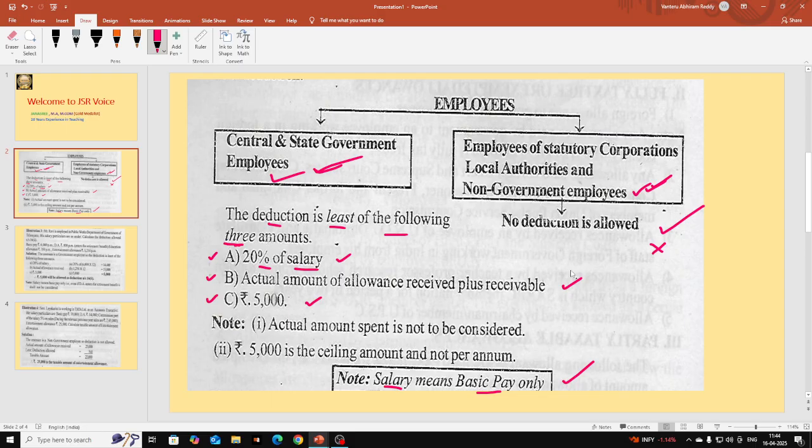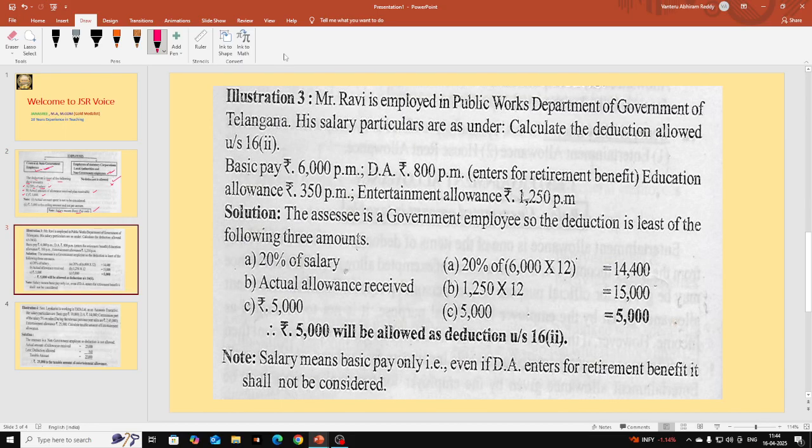Let us go and discuss one problem so that you will understand it clearly. Here we have one problem. I have taken this illustration from Prem Raja textbook. Mr. Ravi is an assessee employed in the Public Works Department of the Government of Telangana. So clearly we come to know that he is a government employee. He is working in one government department in Telangana state.